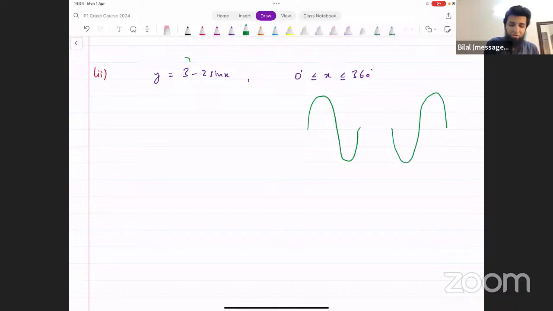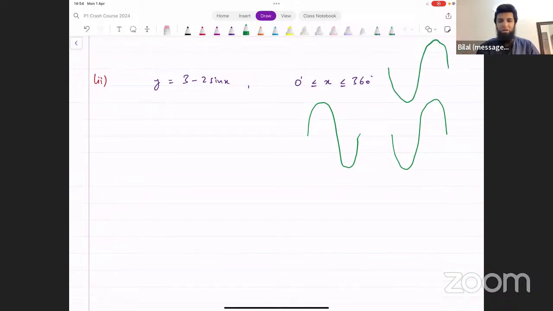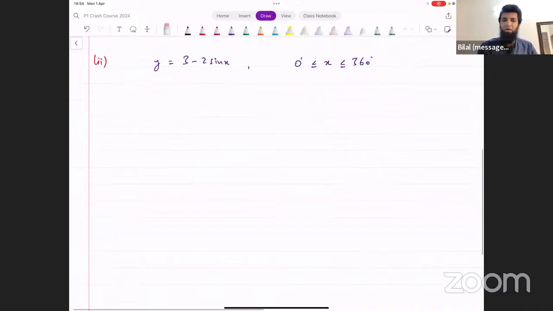And then you have 3 added, so it will move 3 units up, right? So this is how you could think of transformation, that this is how the graph would look like. Okay, so that is one possibility. If you understand what I did there quickly, then okay, you can draw it like this.